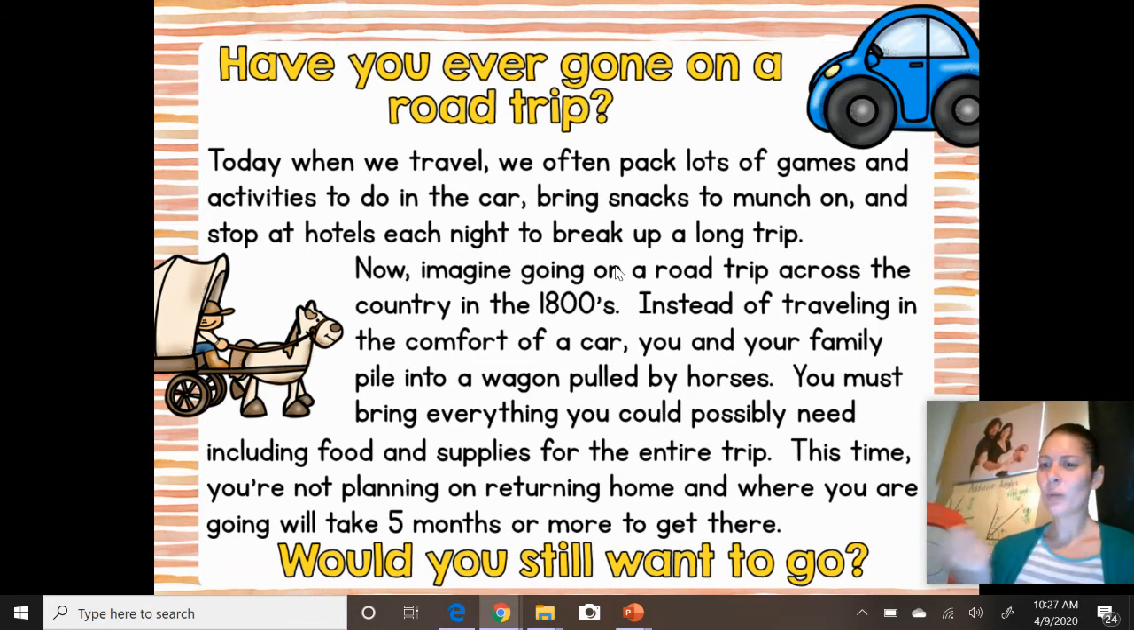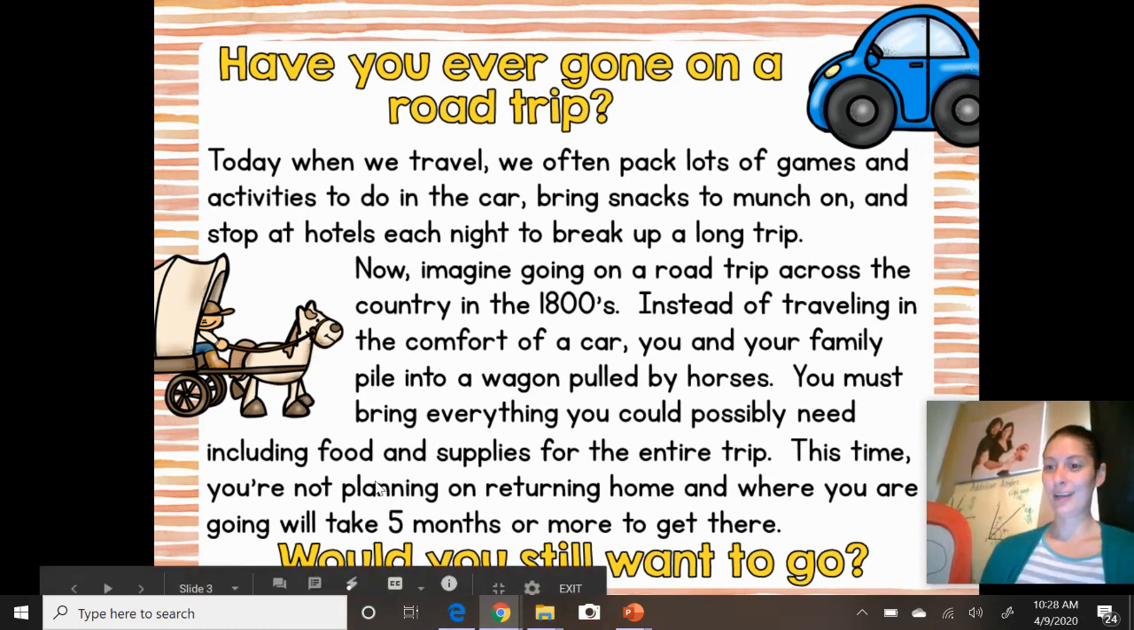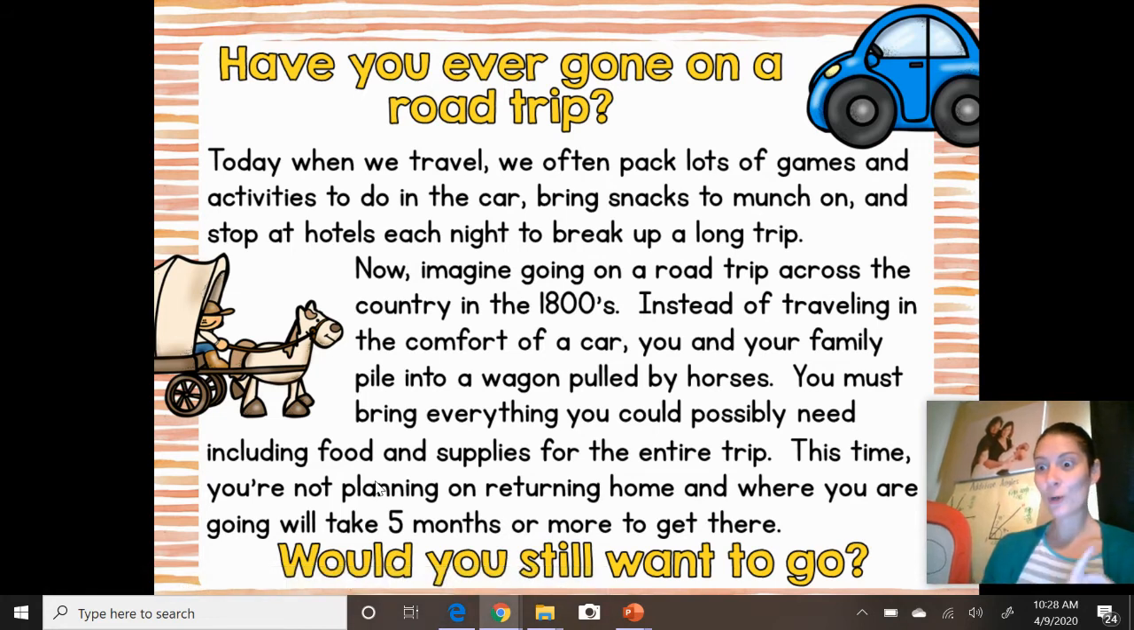So can you imagine what it would be like to go on one of these horse-drawn wagons all the way across the United States? And guys, this wasn't something that happened in a month. This would take months and months and months. Look at this. 5 months to get there, okay? Can you imagine being on a horse-drawn wagon for 5 months with your brothers and sisters and your mom and dad? I can't. I'm going stir crazy just from being in my house for this quarantine, okay? I cannot imagine what these people had to go through to get to where they wanted to be.